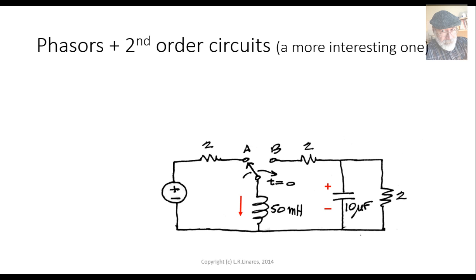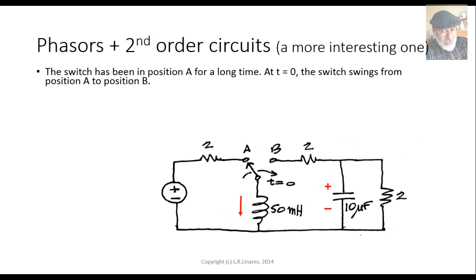Now, let's see an even more interesting exercise. You say, no, wait a minute, what exercise is that? This one. Source on the left, 2 ohms, 2 ohms, 2 ohms, 50 millihenries, 10 microfarads, and a switch that is in A and swings to B at t equals 0. Yes, that's right. The switch has been in position A for a long time. At t equals 0, the switch swings from A to B. That sounds familiar. Yes, it does.